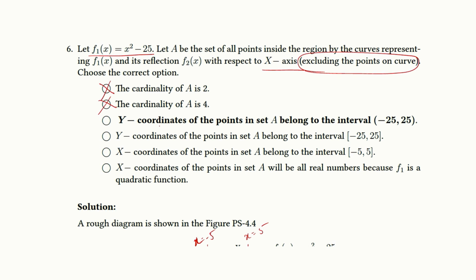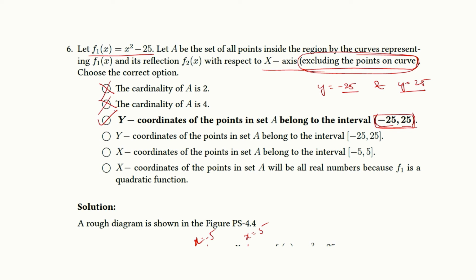Now, the y coordinates of the points in set A belong to the interval minus 25 comma 25. It will be true, because every point inside this region will lie in between the y equals minus 25 and y equals 25 lines. Whichever point we choose, the y coordinate will be in between these two. Also, we were given that the points on the curve are excluded, so there won't be minus 25 and 25 also. So that will be an open interval. That is why option 3 is correct.